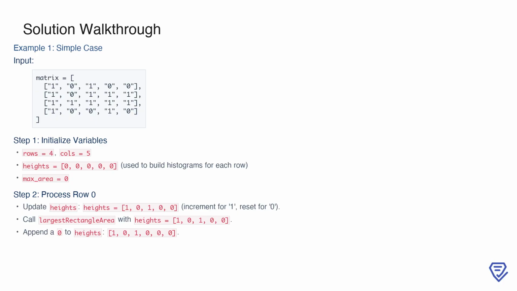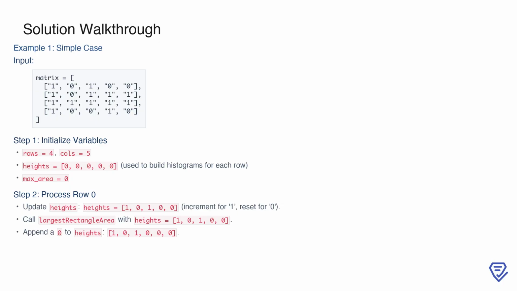The given matrix has 4 rows and 5 columns. To start, we initialize some variables. Rows and cols store the dimensions of the matrix. Heights is an array of zeros with a length equal to the number of columns, and max_area is set to 0 to keep track of the largest rectangle area we've found so far.